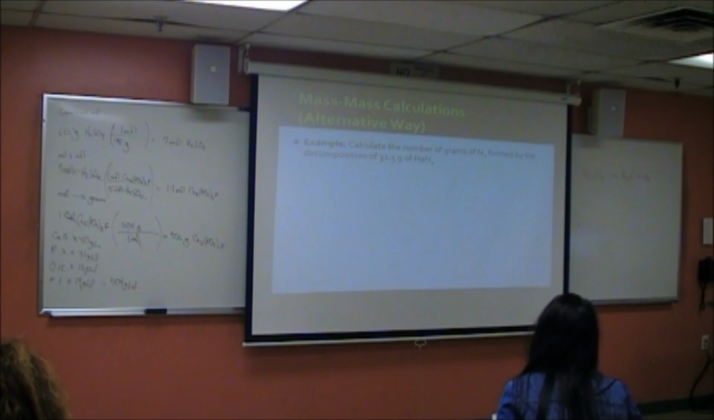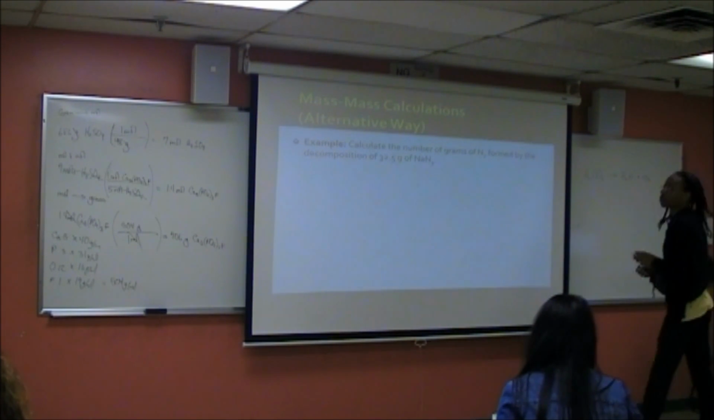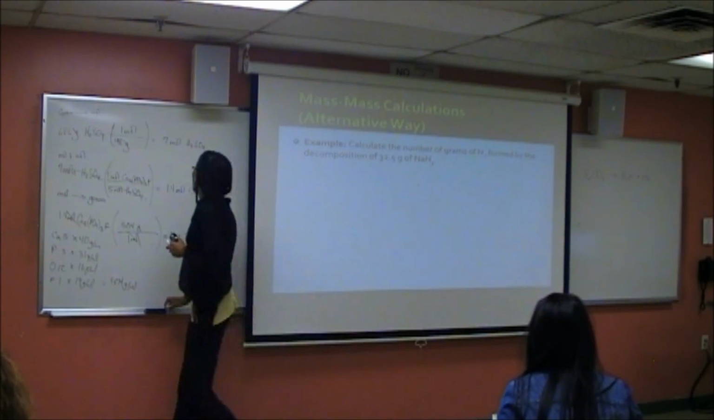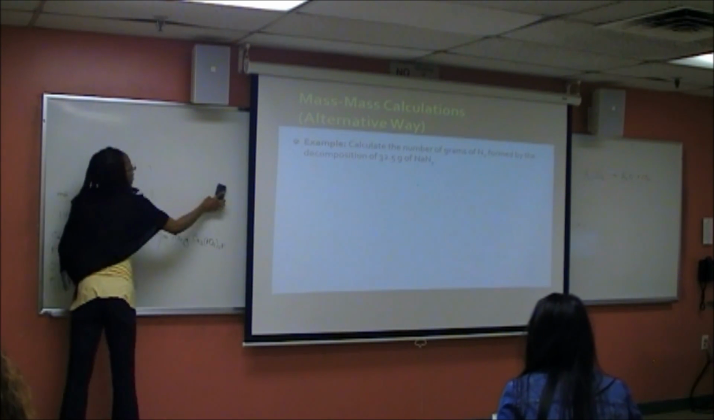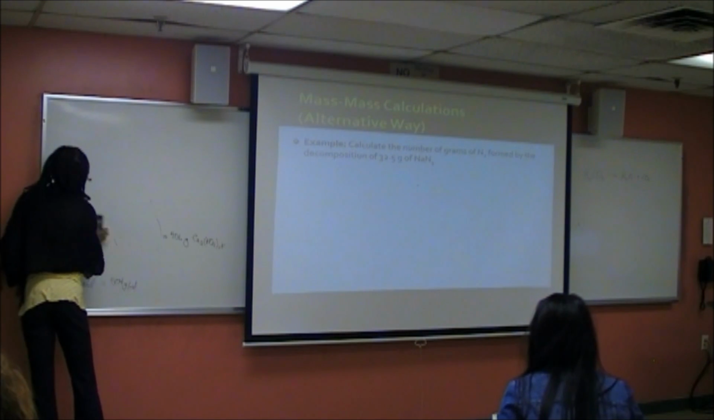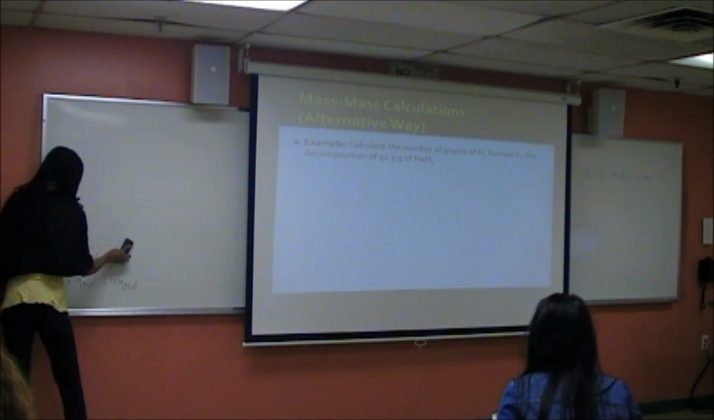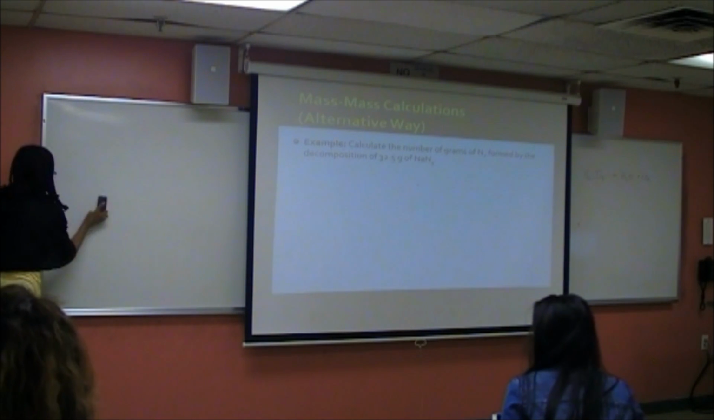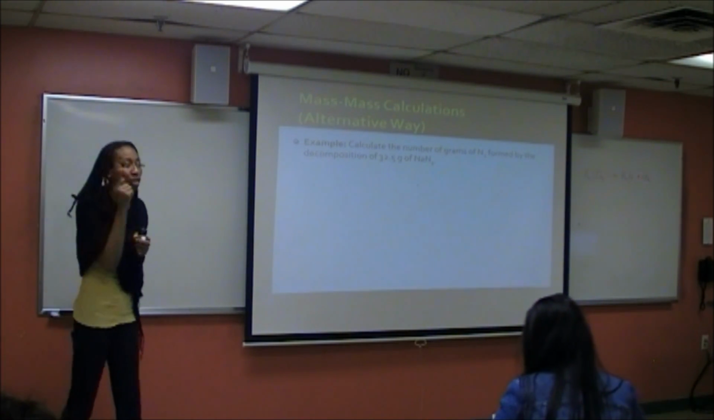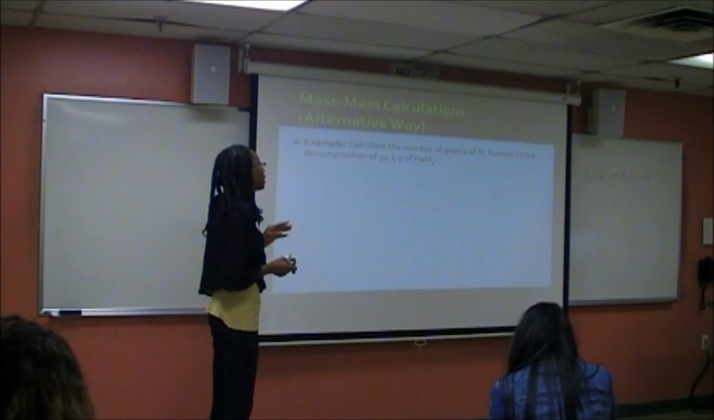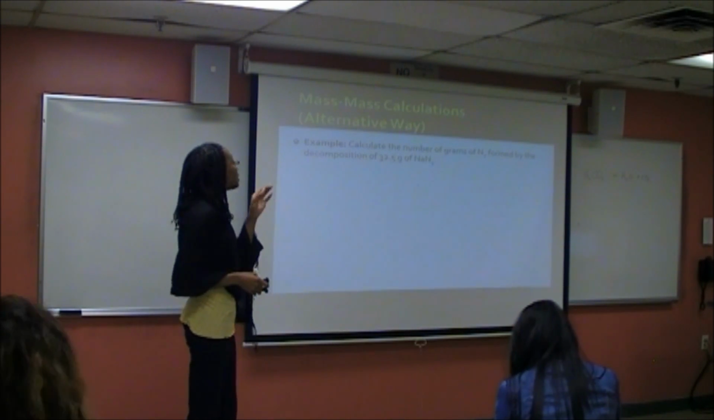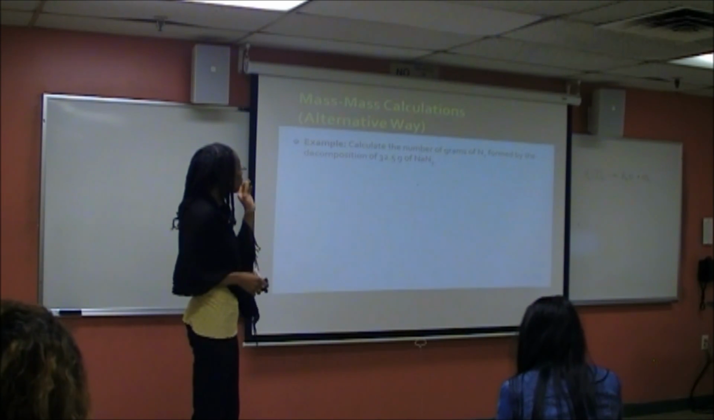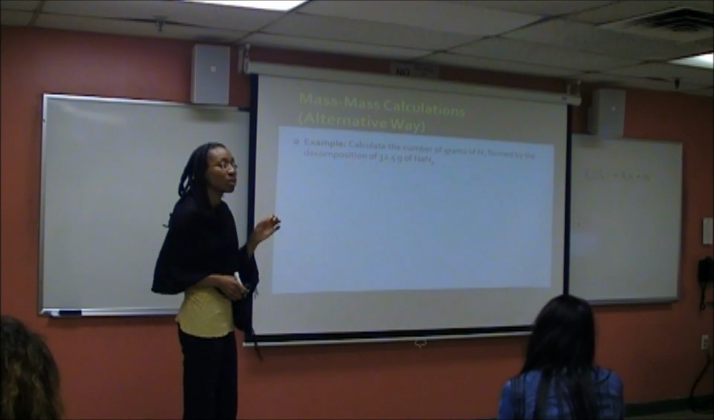Now let's take another question. Now, this is the alternate way. We must do the alternate way. This is a little bit more advanced. You gotta do a couple steps before you can get to your answer. Listen to my question. Calculate the number of grams of nitrogen gas formed by the decomposition of 32.5 moles of sodium azide.